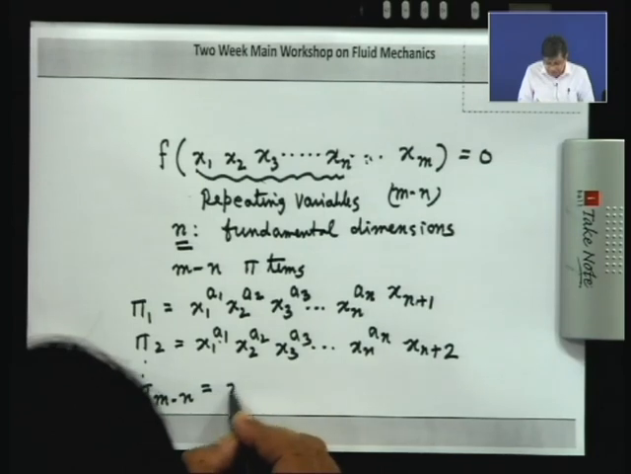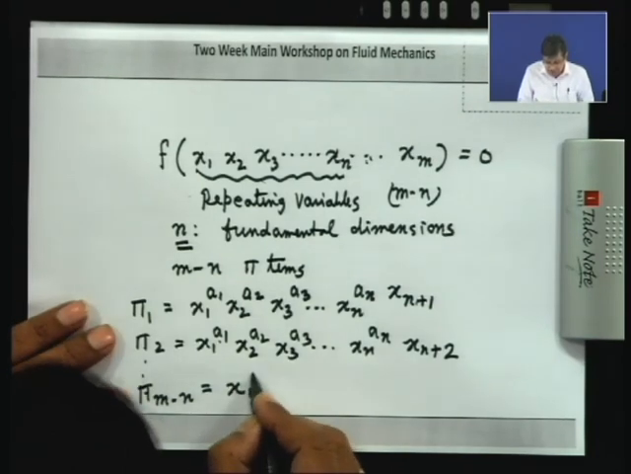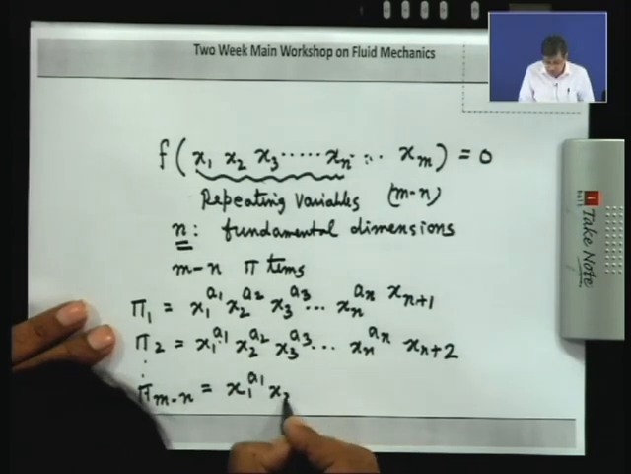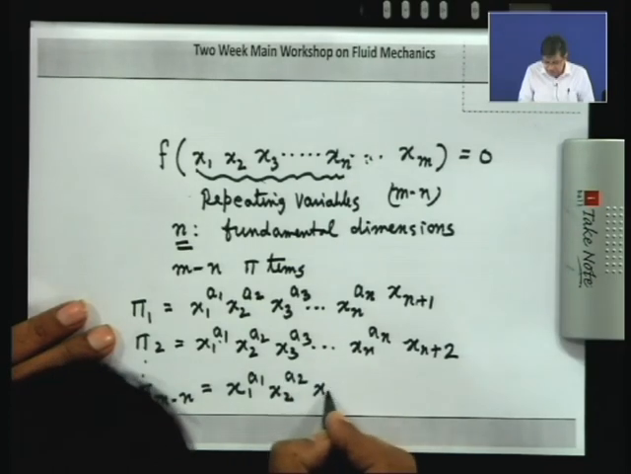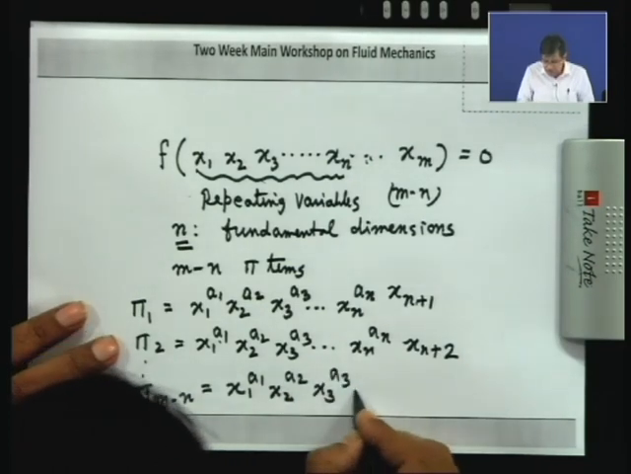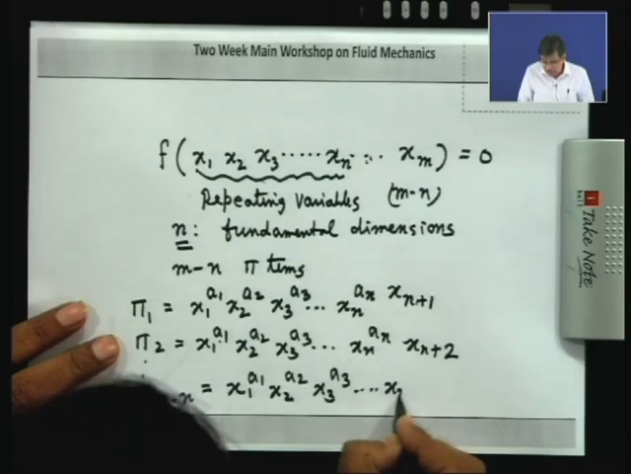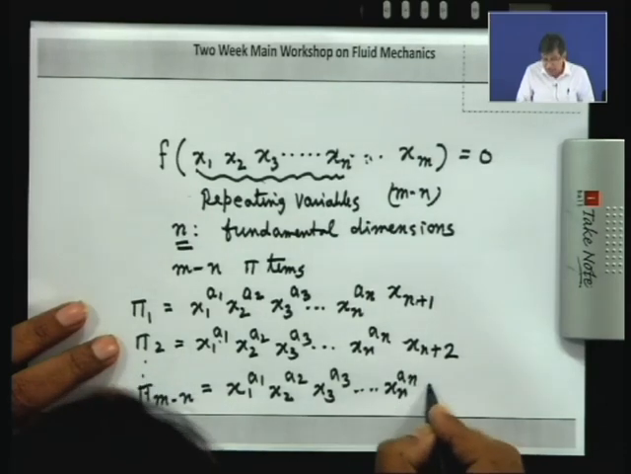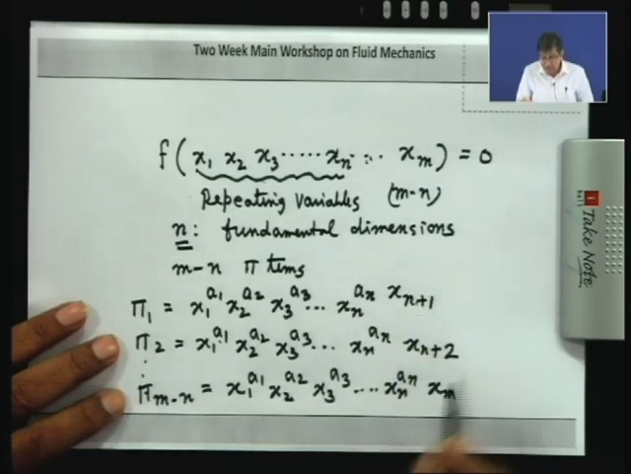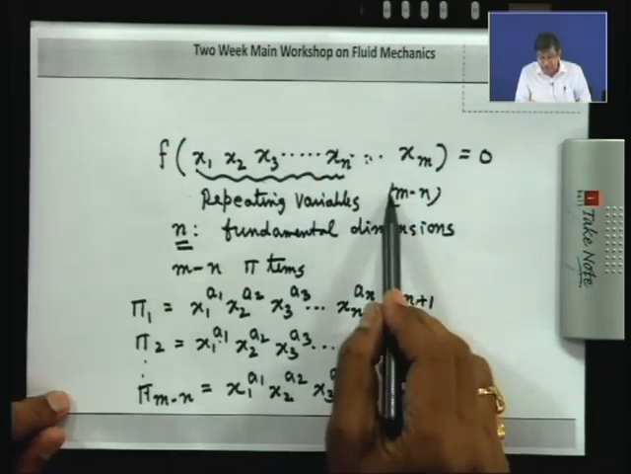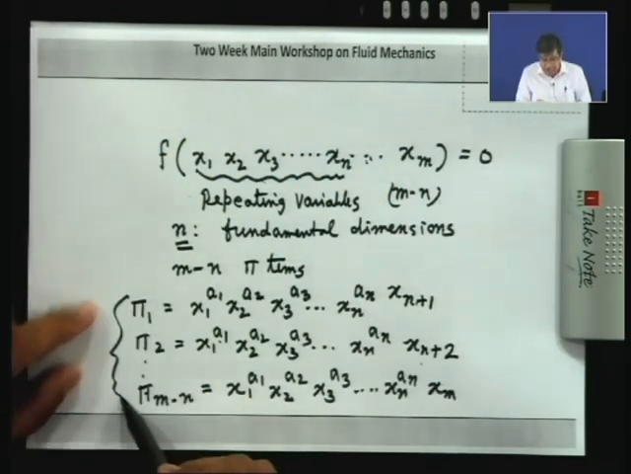So, the m minus n pi terms will be x1 to the power a1, x2 to the power a2, x3 to the power a3, dot dot dot, xn to the power an, multiplied with xm, the last term. That means, if we take all the m minus n terms, we get m minus n pi terms there.